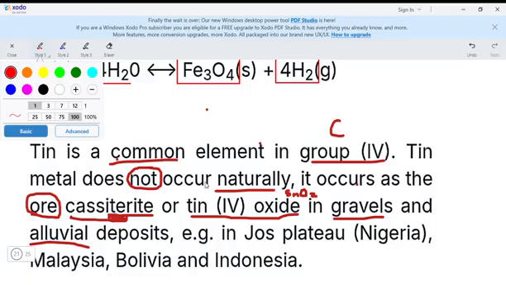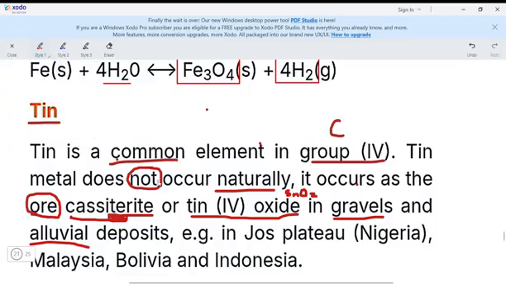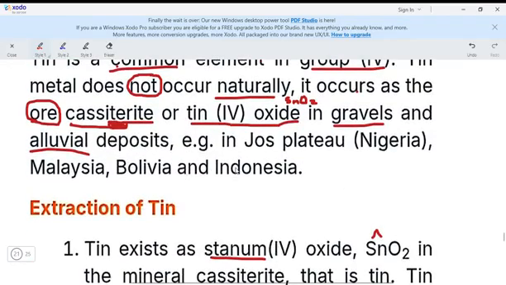Tin metal does not occur naturally. It occurs as the ore cassiterite. That means you always see it with another element. Cassiterite is tin 4 oxide, SnO2. Cassiterite, so that's your tin.